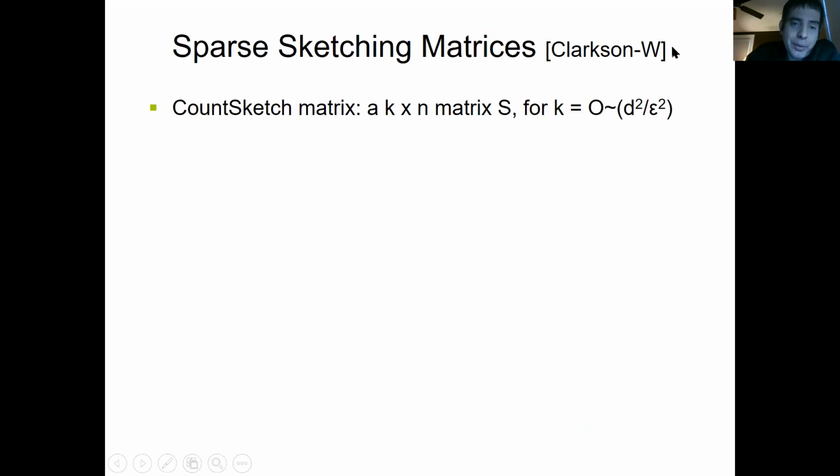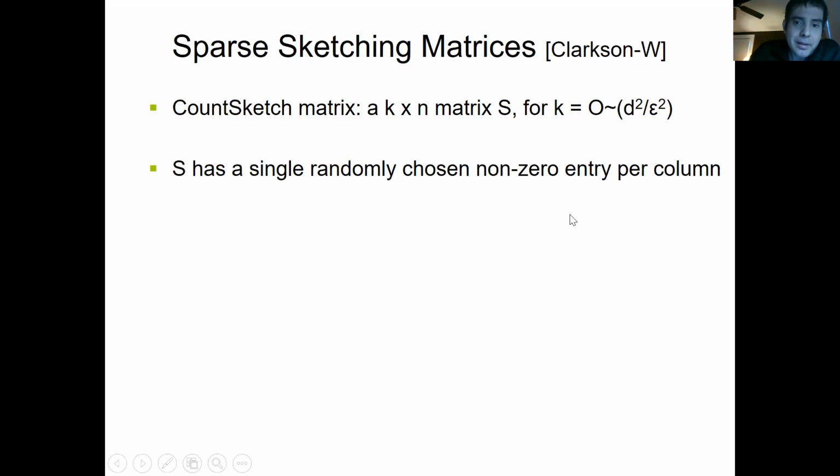Now that gives you an algorithm for regression, which was nd log n, and sometimes your matrix A is fairly sparse. Maybe you only have order n non-zero entries. And so it's not clear that you even need to spend nd time. And in fact, there are very sparse sketching matrices called count sketch matrices, which again have the same form that they're very short and fat. The small dimension, instead of being d over epsilon squared, is a little bit larger now. It's d squared over epsilon squared, but still independent of this large dimension n.